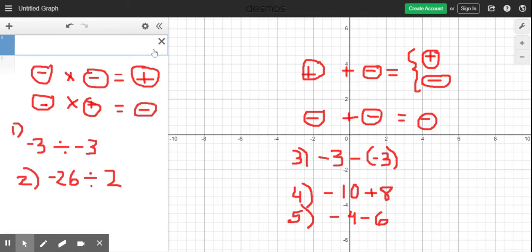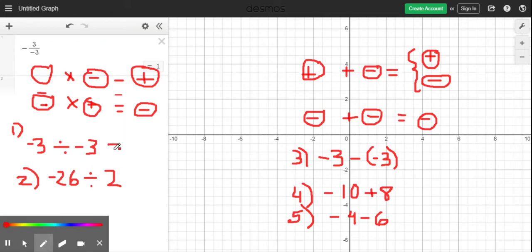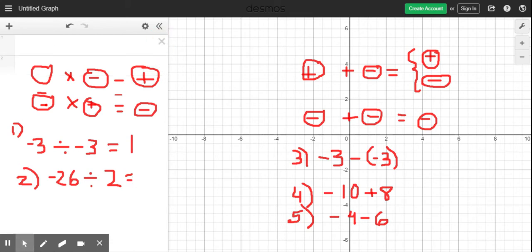So first we have negative 3 divided by negative 3. We'd expect the answer to be positive because negative divided by negative is always positive, and there we can see it's giving us a positive 1. So you just take the 3 divided by 3 and then consider negative divided by negative is positive. Okay, next we'll look at negative 26 divided by 2.